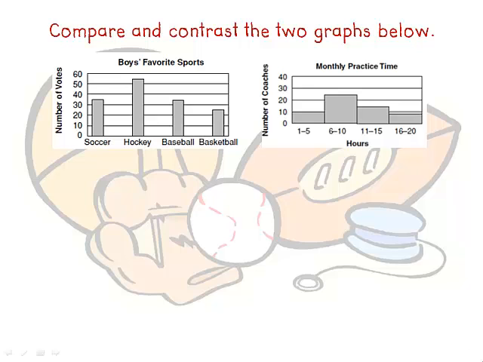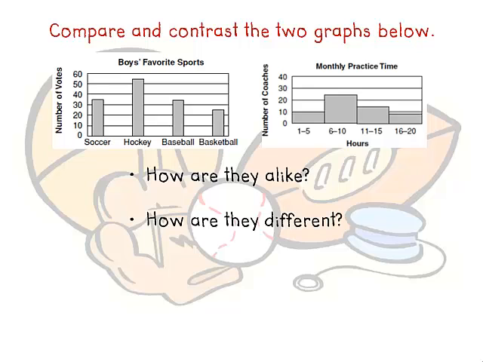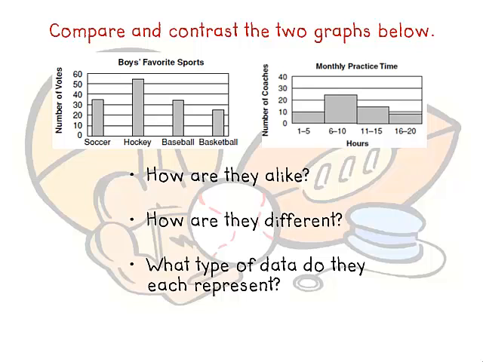Compare and contrast the two graphs below. How are they alike? How are they different? What types of data do they each represent?